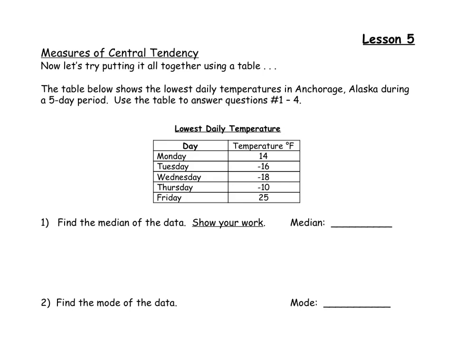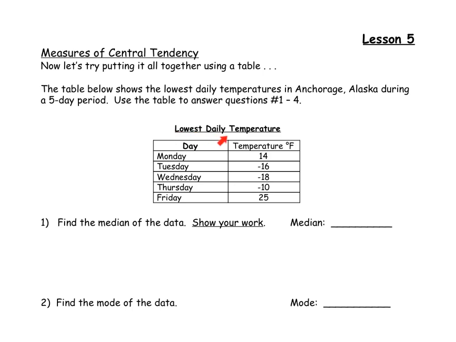Welcome to our final lesson in this unit on measures of central tendency. This is lesson 5. So now let's try putting it all together, this time using a table. The table below shows the lowest daily temperature in Anchorage, Alaska during a 5-day period. Use the table to answer questions number 1 through 4.